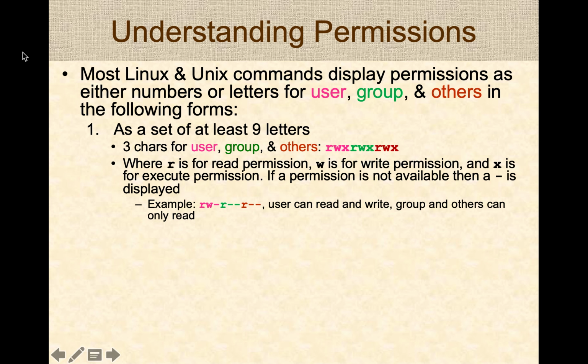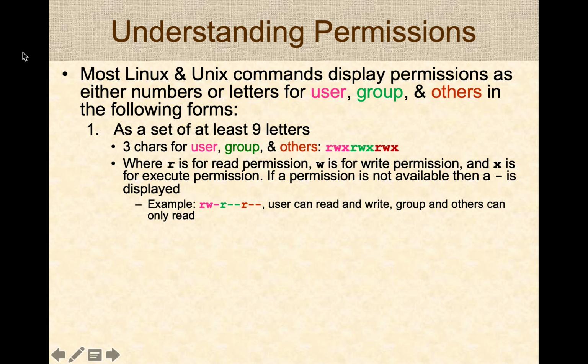Where R is for read permission, that means the person can read information. W is for write permission, that means the person can write or modify the file. And X is for execute permission, that the person will be able to run a program only if it has execute permissions. If a permission is not available in one of those categories, it's displayed as a dash.